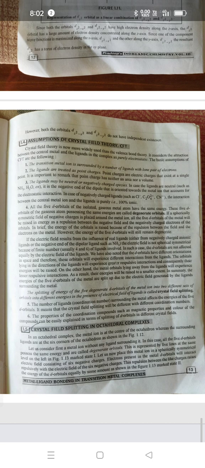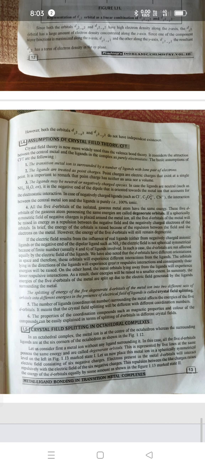The next postulate is that the number of ligands surrounding the metal affects the energies of the 5 d orbitals. It means that the crystal field splitting will be different with different coordination numbers. The properties of the coordination compound, such as magnetic properties and color, can be explained in terms of splitting of d orbitals in the different crystals. Now we will study the factors affecting the crystal field parameters.